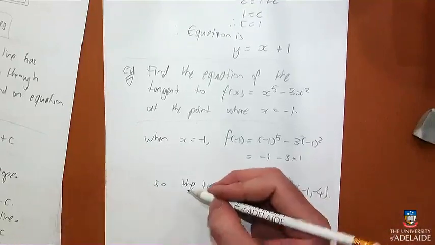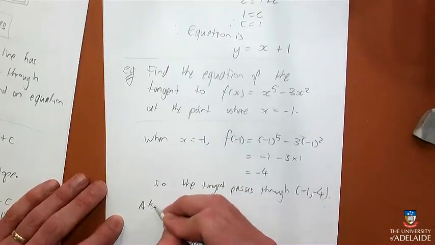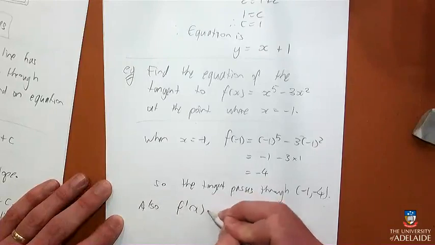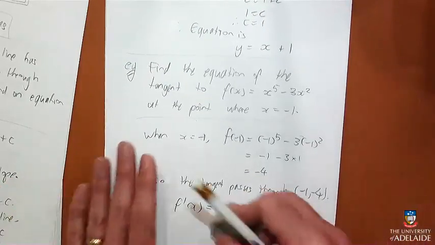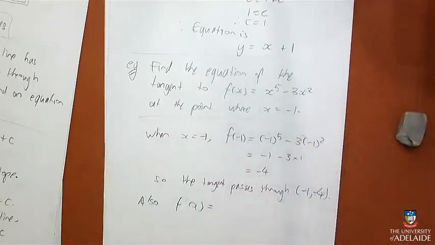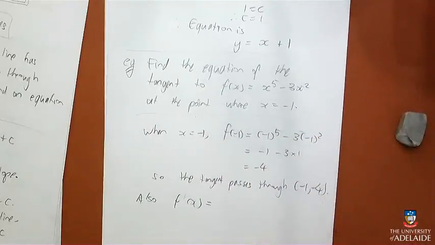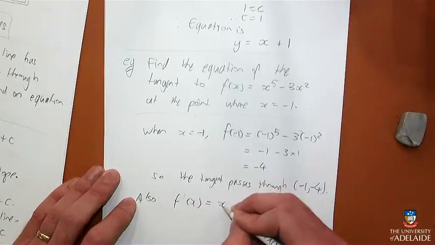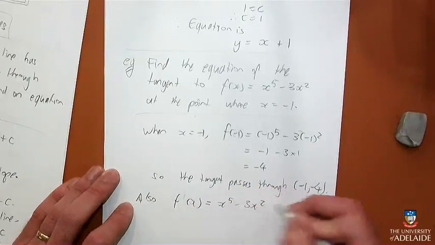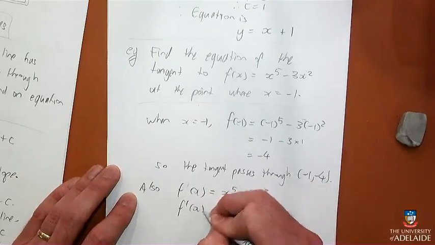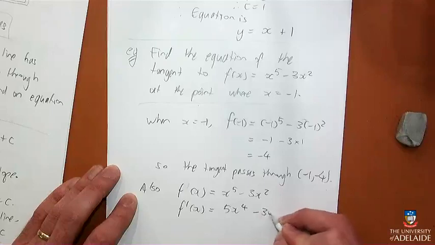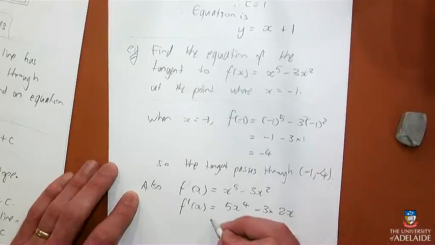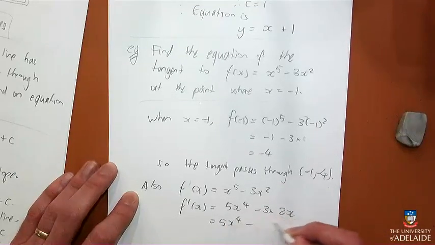Okay. Now also the derivative, now it's a little easier for someone who's reading this who hasn't seen the original question for me to just write down the function again, so it's a little easier to see how we're doing it. So f dashed x is 5x to the 4 minus 3 times 2x, which is 5x to the 4 minus 6x.